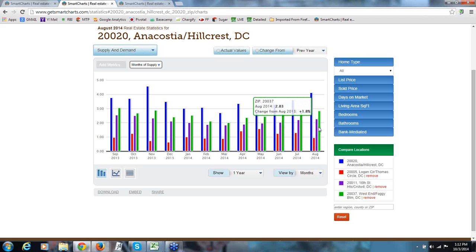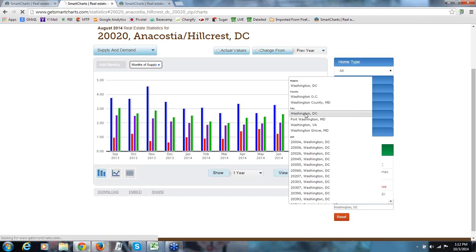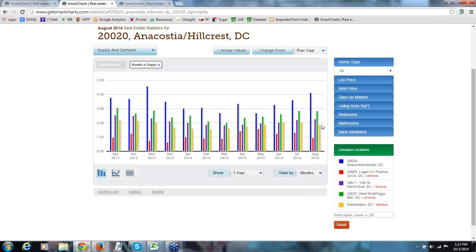While these look to be obviously much higher than 20005, we can see 2.2 months for 16th Street Heights and 2.8 months for the West End Foggy Bottom zip code. Anacostia and Hillcrest, this zip code, we can see it's at 4.1 months. I think that's actually higher than the Washington DC months of supply, and it is. We can see that DC overall only has 1.8 months of supply.